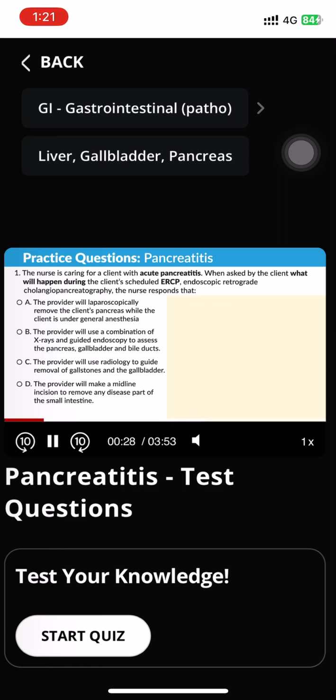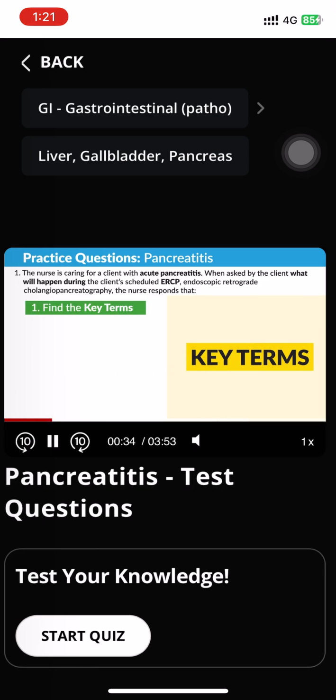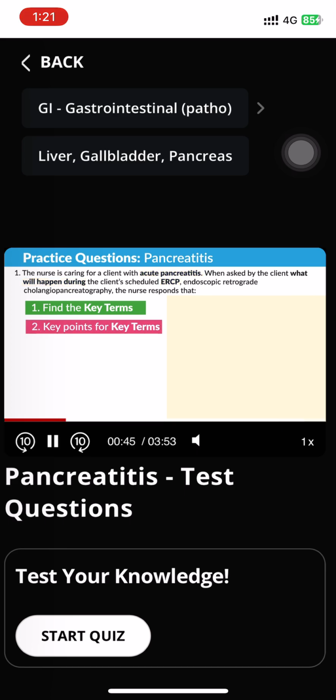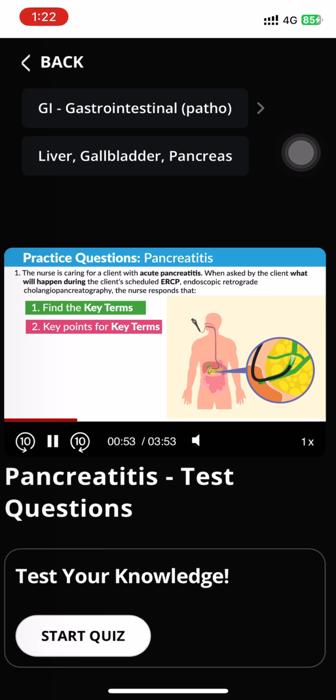Okay, let's break this question down, following the question breakdown strategy. First, look at the key terms in the question: acute pancreatitis, ERCP, and the question is asking what will be happening during the procedure. Think of a few things you know about those key terms. An ERCP is when a tube goes through the mouth into the pancreas via the bile duct to assess the organs. So let this big long name help you.